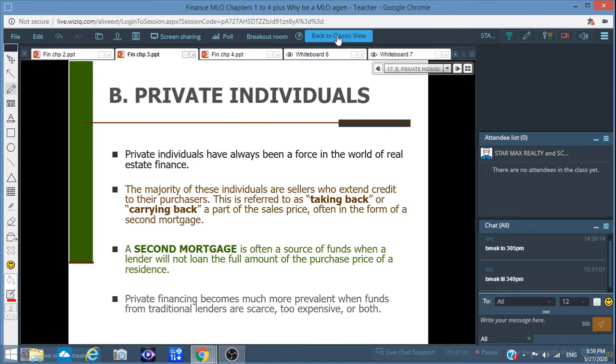Alright, private individual, okay? Mostly they do second mortgages, right? Like sellers. Mostly they are sellers, right? They have some built-up equity and they could lend that equity to you.